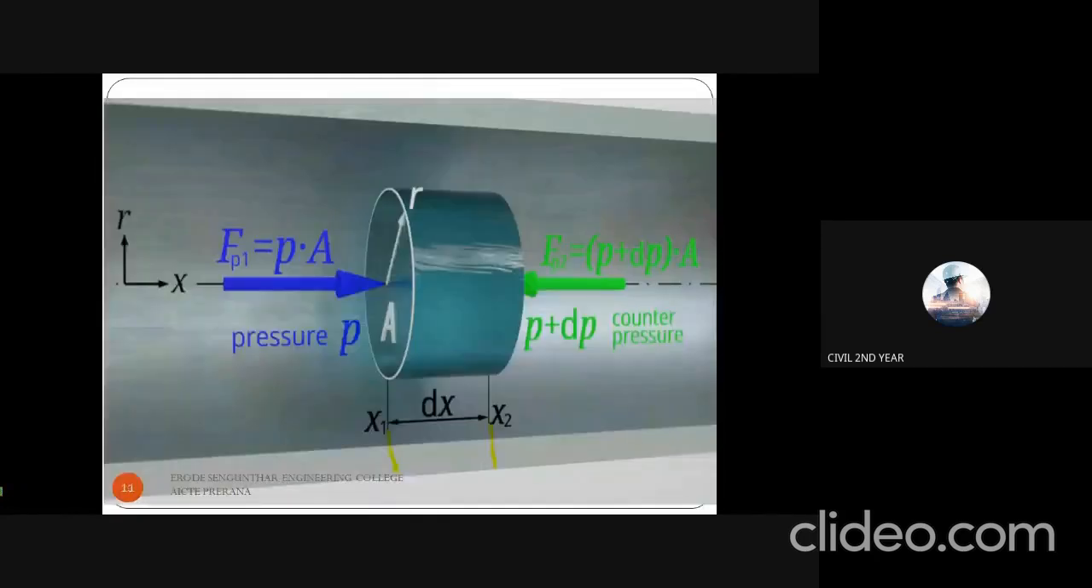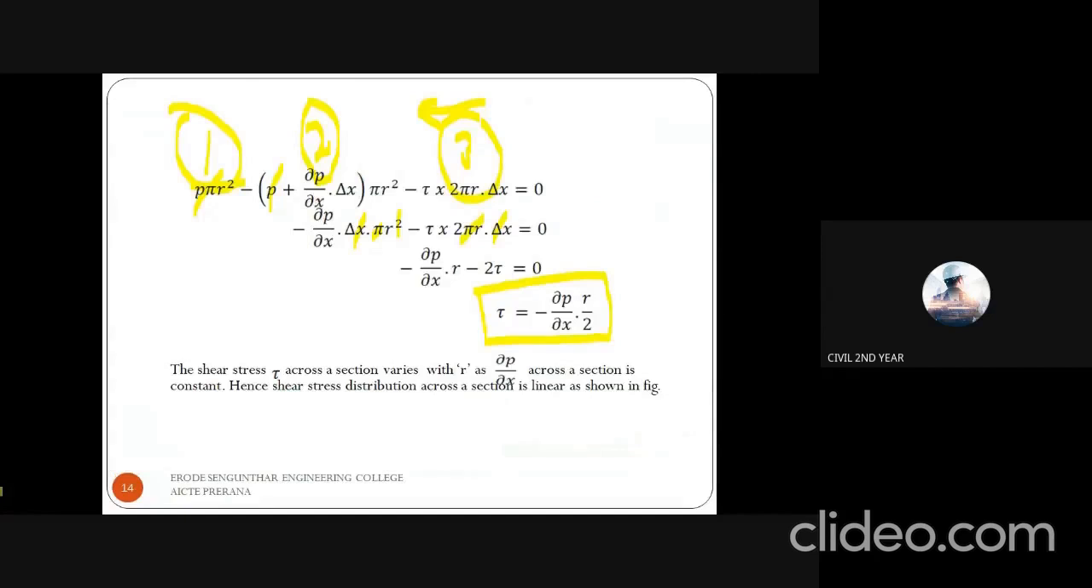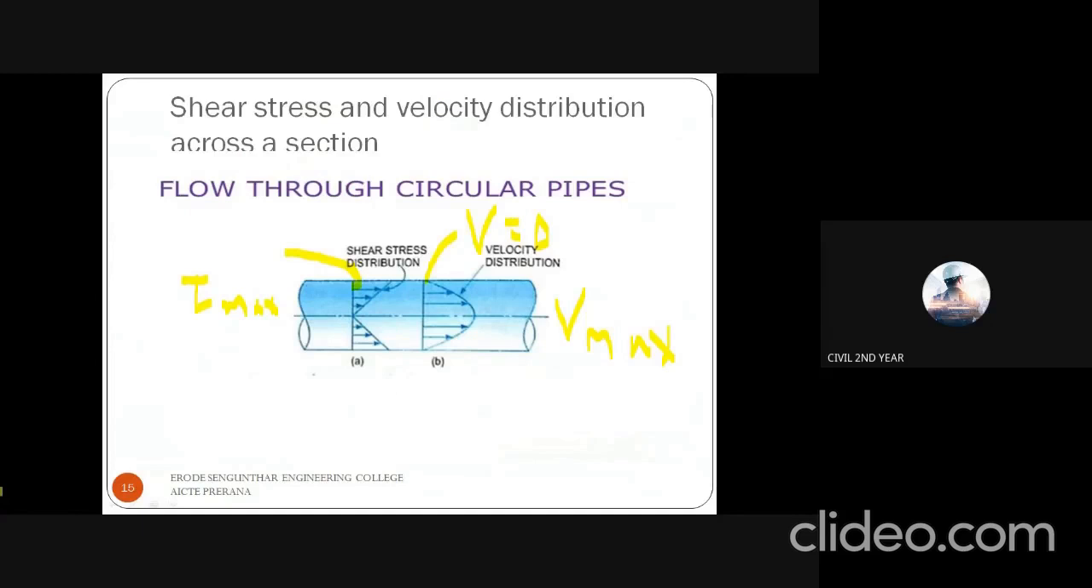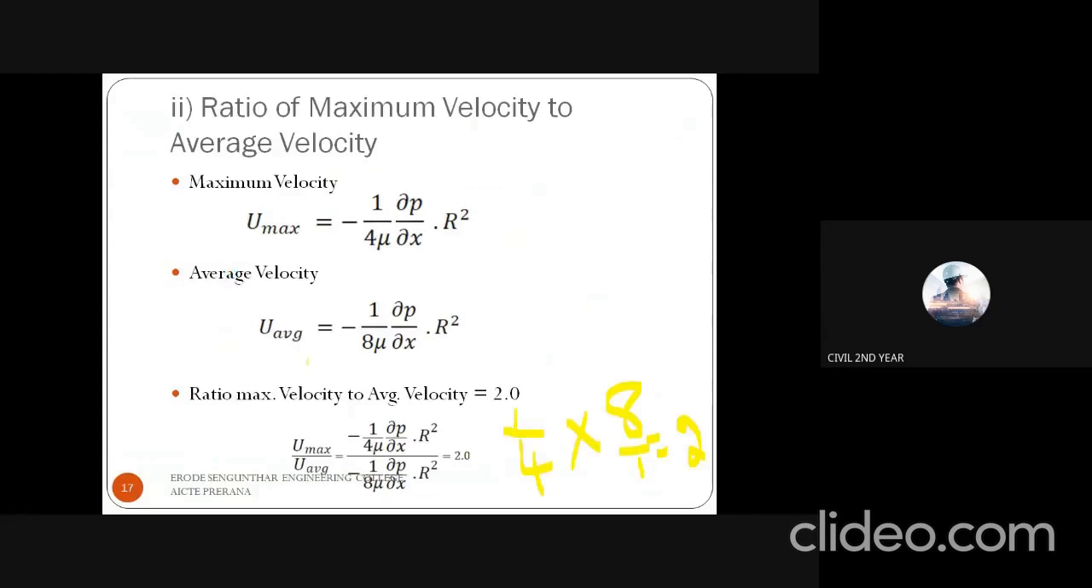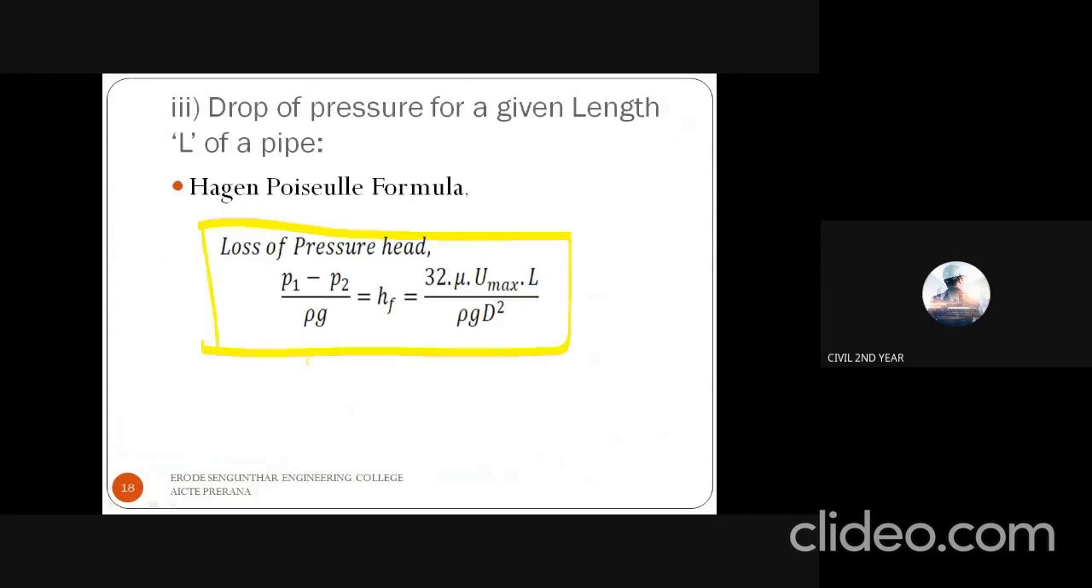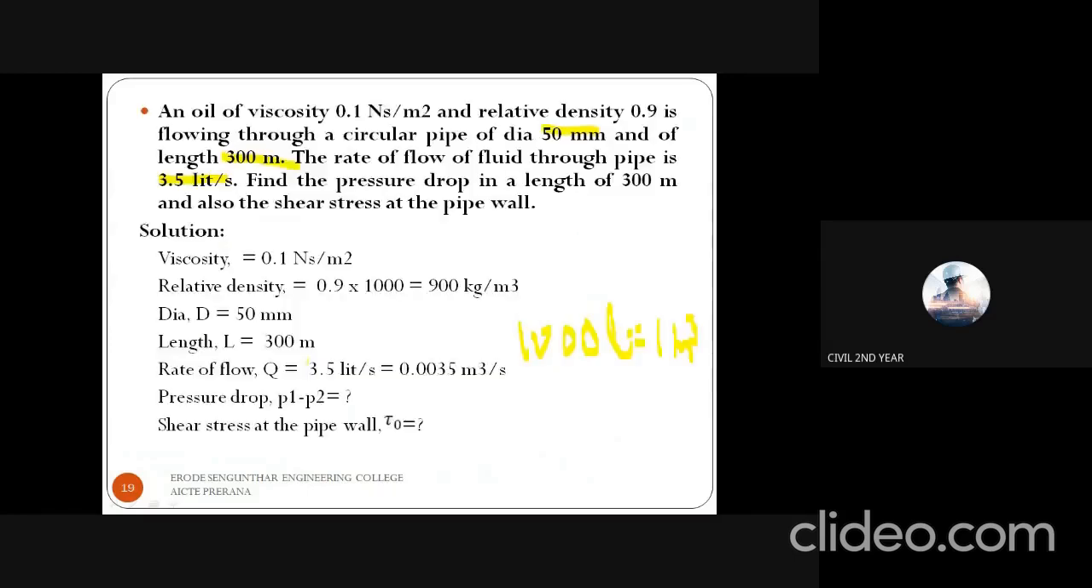So these are the parameters we have seen, and the summation of pressure force 1, pressure force 2, and shear stress force. Then we noted tau max at the wall of the pipe. Velocity is maximum at the center of the pipe. So velocity distribution formula: the ratio of maximum velocity to the average velocity is 2. Loss of pressure head, the formula is 32 mu U max into L divided by rho g into D square. One problem has been solved.